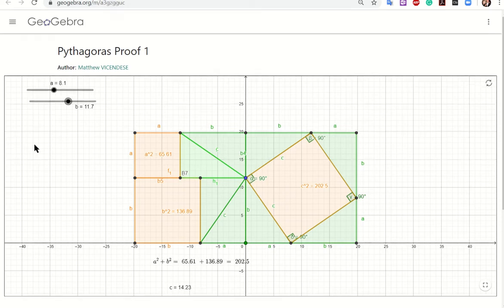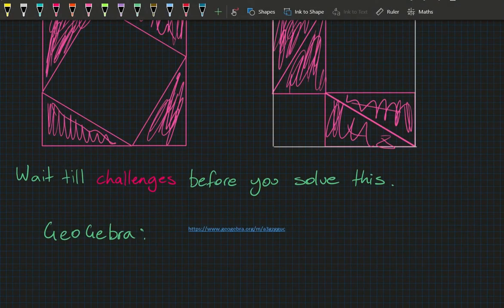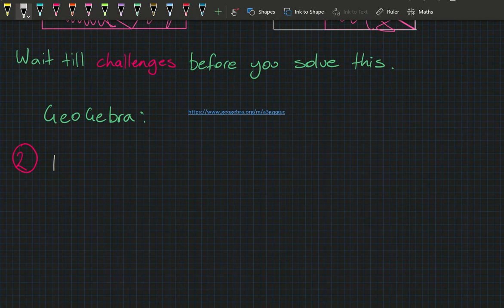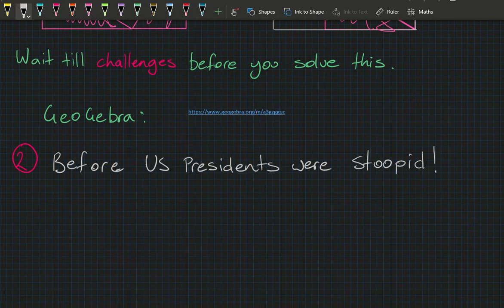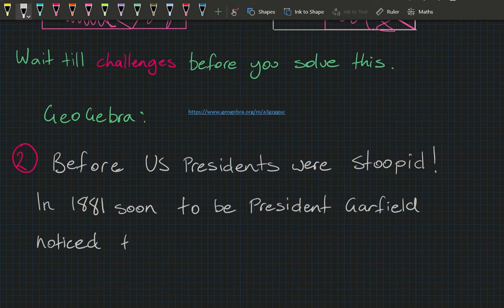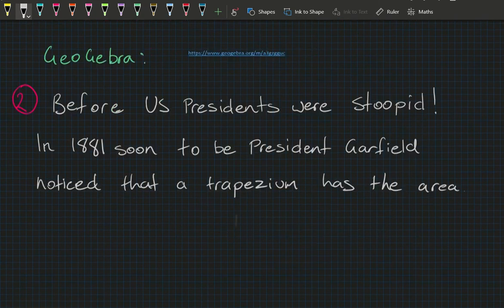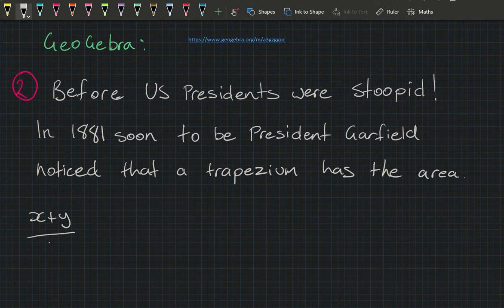Now, the second way of proving Pythagoras' theorem comes from a time when US presidents weren't a walking meme about ignorance. Which is a long time ago, because it's back in 1881, soon-to-be President Garfield noticed that a trapezium has the area (x plus y) divided by 2, multiplied by z, when we have a trapezium that has one side x and the other side y and the base z.